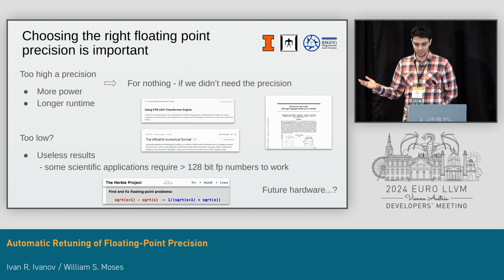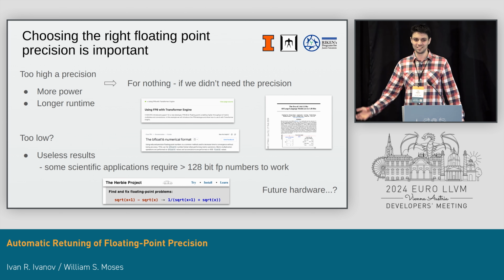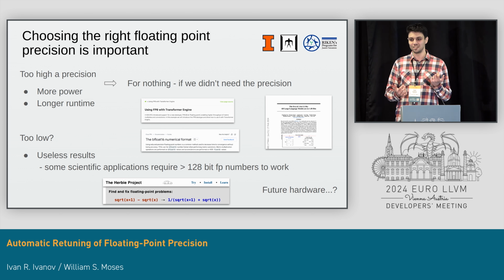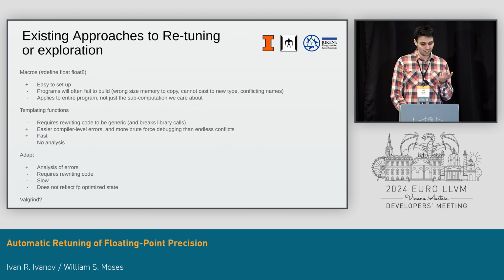And also future hardware is getting shaped more and more by ML, which requires lower precision, which is in contrast with what HPC and scientific computing requires.